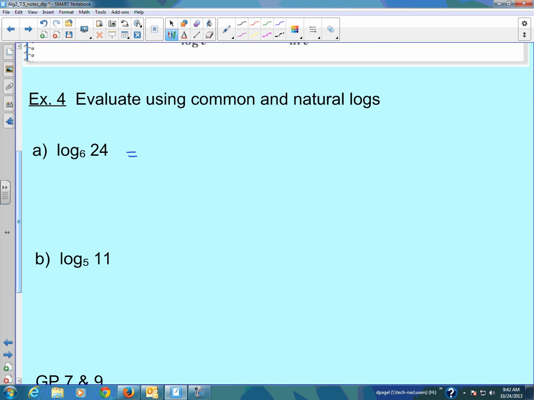So log base 6 of 24. The 6 is my basement, so it's on the bottom. And on the top, I have my log of 24. And this is what I'm going to do. I stick this thing in my calculator. My recommendation is to probably do it in pieces. So I would first of all find the log of 24. If I did that, I have 1.38. And then I'd find the log of 6. And I get 0.778.